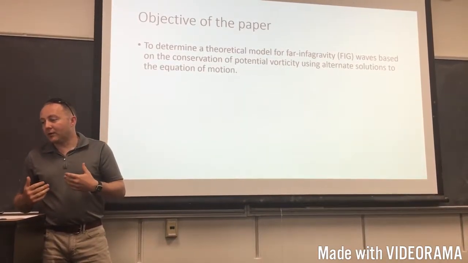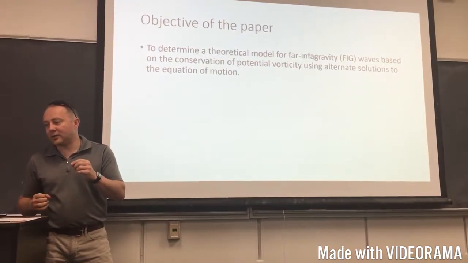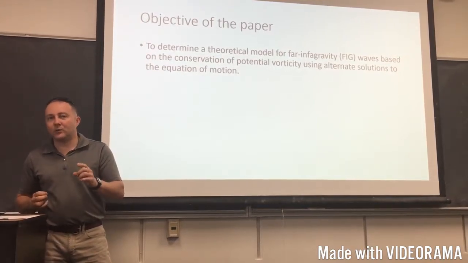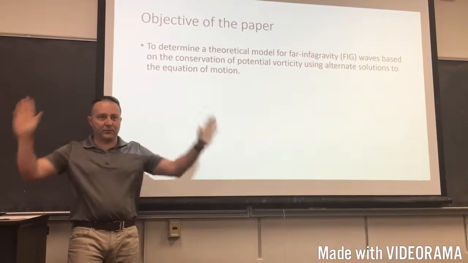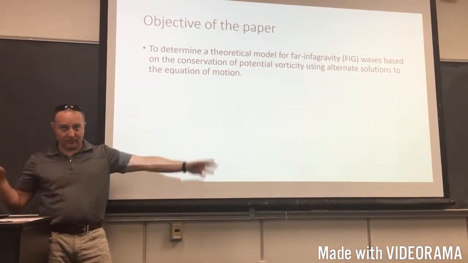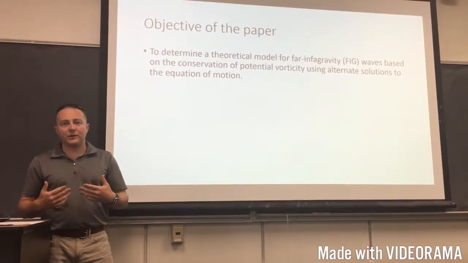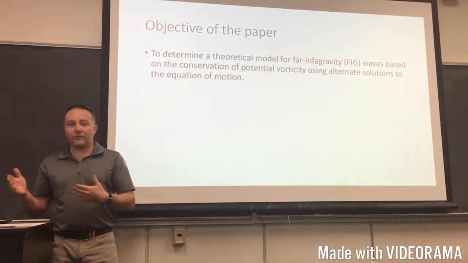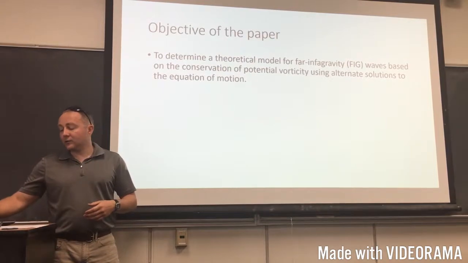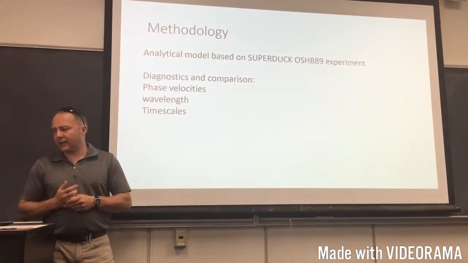They determined a theoretical model for far infragravity, or FIG, as I'll call them, waves, based on the conservation of potential vorticity using alternate solutions to the equation of motion. The big picture here is that they're trying to make an analytical model, a mathematical model, for this thing that's going on with these longshore currents that's basically being caused by far infragravity waves. And they're using some data that they collected from the SUPERDUCK experiment back in '89.